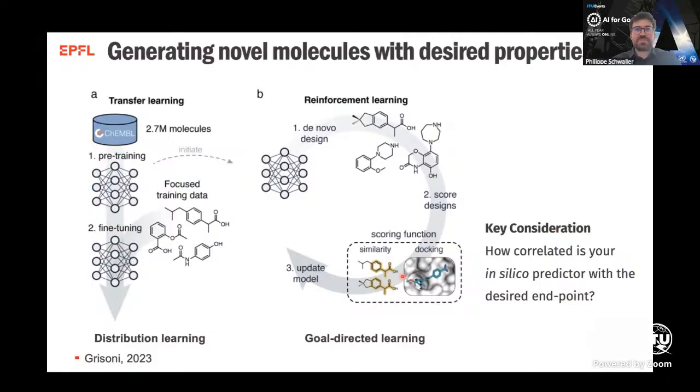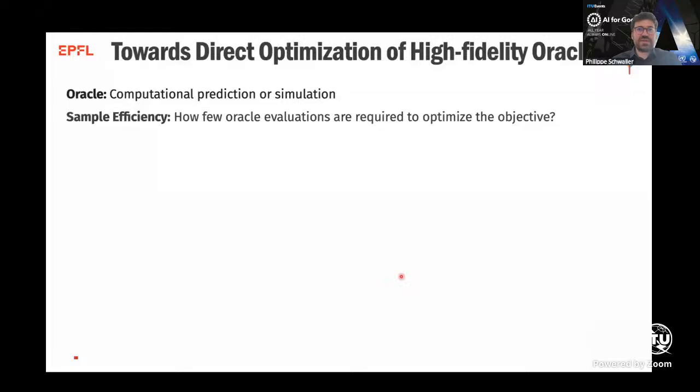And what my lab is working on is sample efficiency. If we define an oracle as a computational prediction or simulation, then sample efficiency is how few oracle evaluations, oracle calls, do I need to be able to tune my molecular generator in such a way that it generates molecules above a certain threshold with the desired property profile.